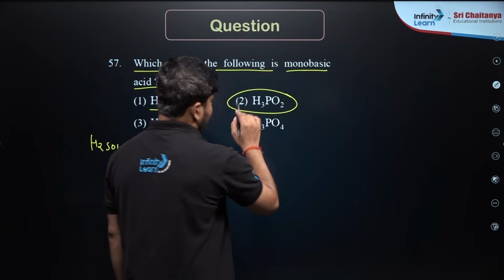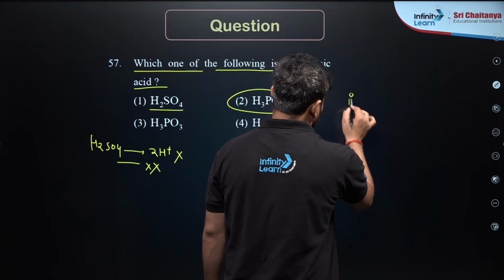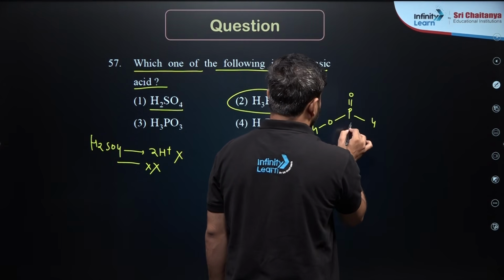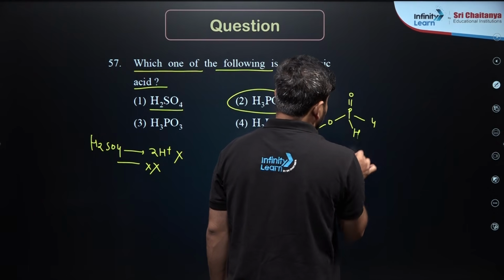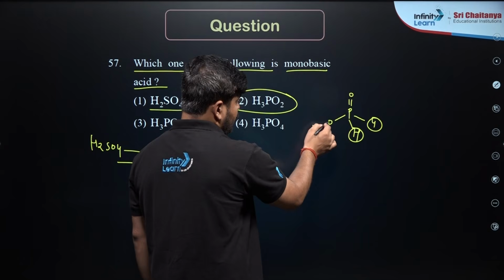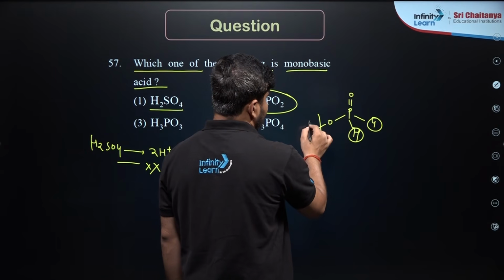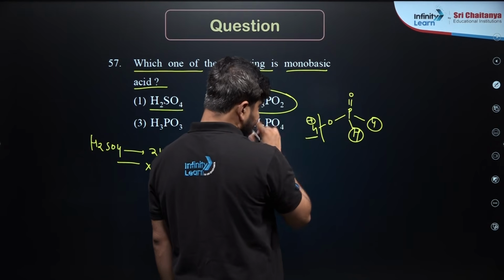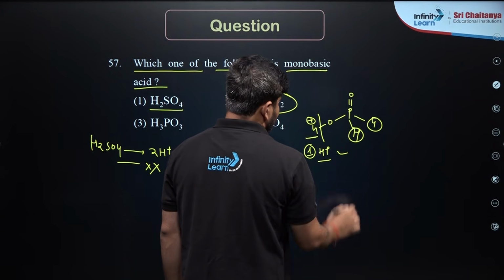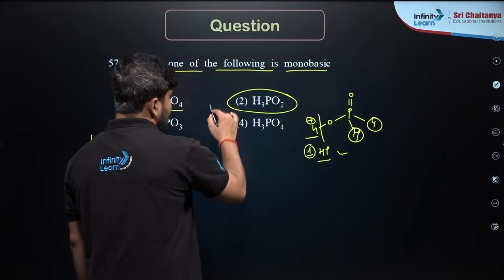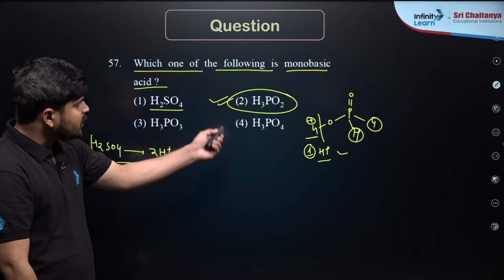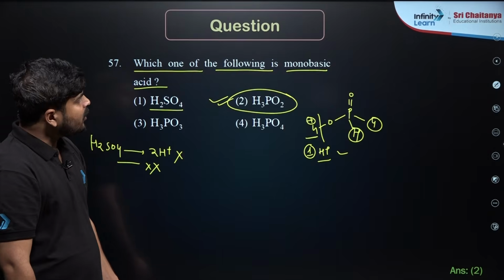H3PO2 we can take, yes or not? H3PO2 we can take, because here 1H is directly attached like this, and 2H are directly attached to the phosphorus, and one oxygen and one hydrogen are attached like this. So here we are going to get only one H+. So this is the monobasic acid. We can say H3PO2 is a monobasic acid. So the second option is the correct answer of this question.